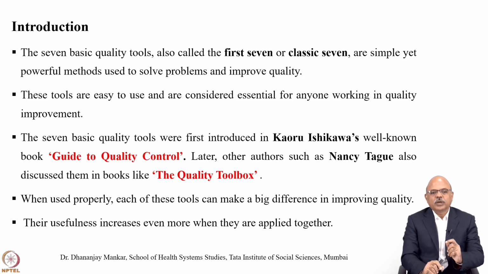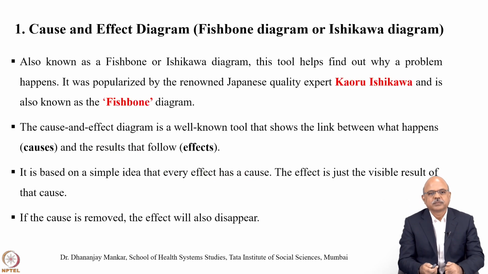The 7 basic quality tools were first introduced by Kaoru Ishikawa and are well known from the book Guide to Quality Control. Later, other authors like Nancy Tague also discussed them in the book The Quality Toolbox. When used properly, each of these tools can make a big difference in improving quality. Their usefulness increases even more when they are applied together. So the application of all these tools is very important when you want to see the best results.